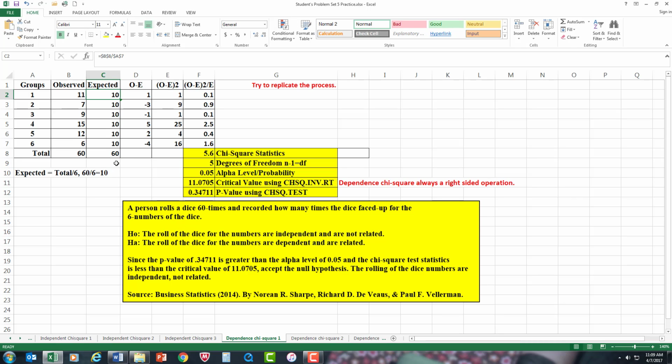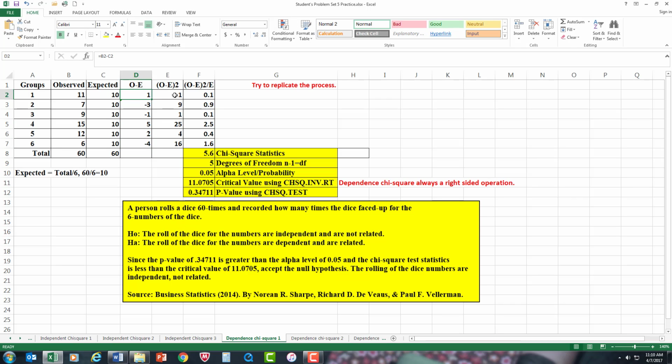If you need to learn more about autofill, I suggest you Google autofill in Excel. Then once you've got that, the rest of the operation is you take your observed, in this case B2, minus the expected, in this case C2, and that's how we came up with 1 for this column. The same is true with the others. You can click in the individual cells to see them.